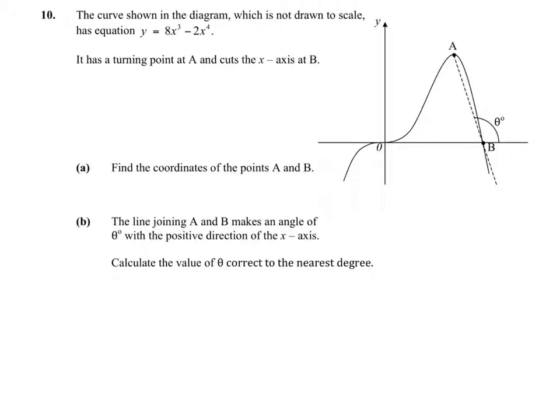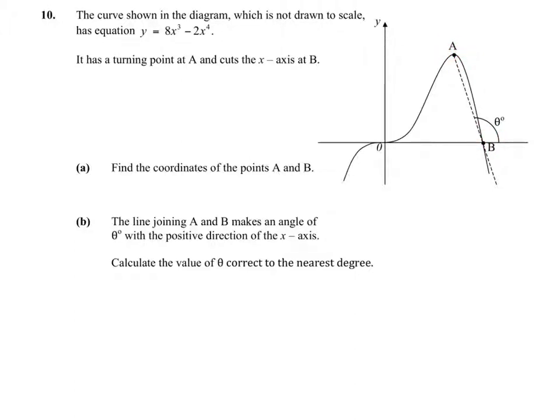Question 10. The curve shown in the diagram, which is not to scale, has the equation y equals ax cubed minus 2x to the power of 4. We're told it has a turning point at A, which is up here, and it cuts the x-axis at B. So it also has another turning point or stationary point here, and that also is another point where it cuts across the x-axis. But we're interested in these two, A and B.